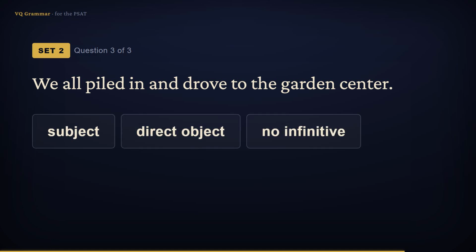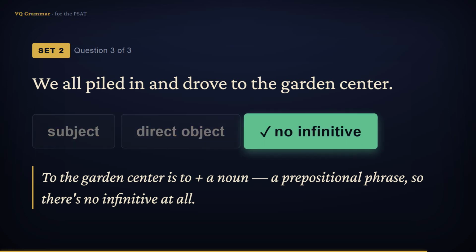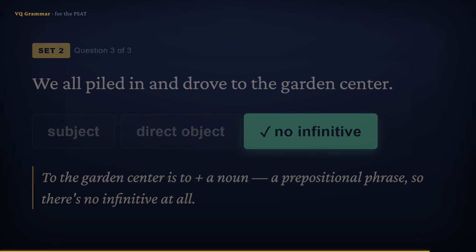We all piled in and drove to the garden center. Look for an infinitive. The only to here is in to the garden center, and that's followed by a noun, so it's a preposition, not an infinitive. There's no infinitive phrase at all, so the answer is no infinitive.